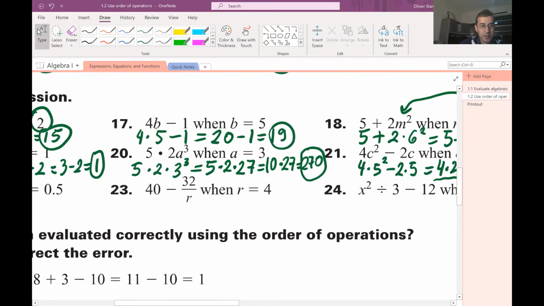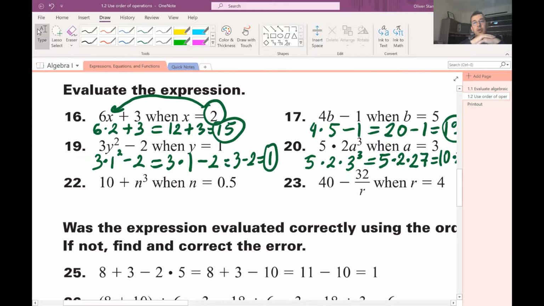So next one is 22. 10 plus n cubed when n equals 0.5. So this one is 10 plus n is 0.5 cubed. So we have addition and powers. Powers will be the operation going to be done first. We have 10 plus. Now 0.5 times 0.5. So I'll write it down. So 0.5 times 0.5 times 0.5.